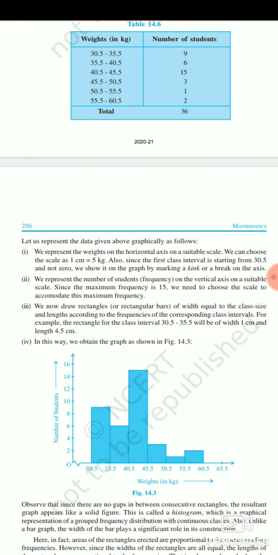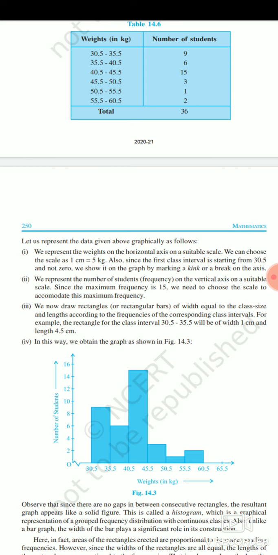If it's not 0, if some other number is given, maybe 10 to 20, 20 to 30 like that, or here 30.5 to 30.5, so the first interval starting number is other than 0, you need to introduce the histogram symbol. After that, from the second line onwards, you can draw the bar graph without gaps. So this is called a histogram.